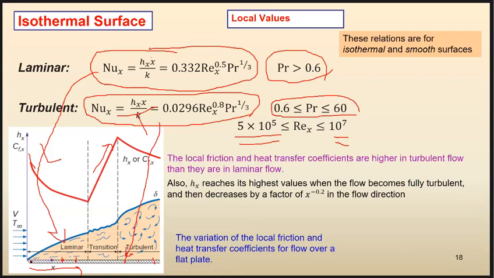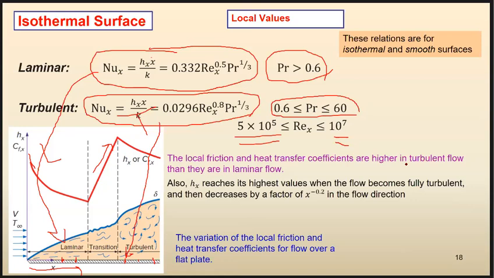So the temperature of the solid surface is isothermal, constant over the entire length. Let's say 120 degrees Celsius, 20 degrees Celsius, or 30 or 50 or whatever temperature that is. These are the local values of Nusselt number from which you can calculate the local values of h for isothermal surface only.